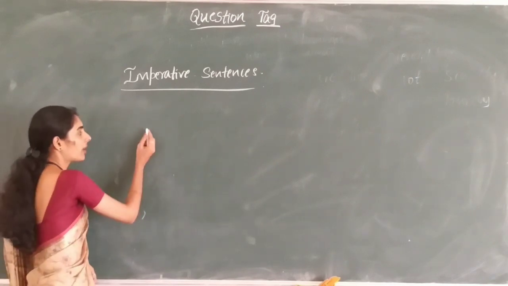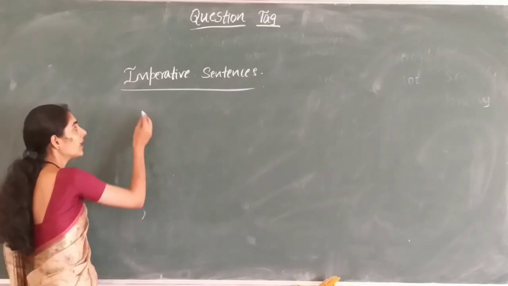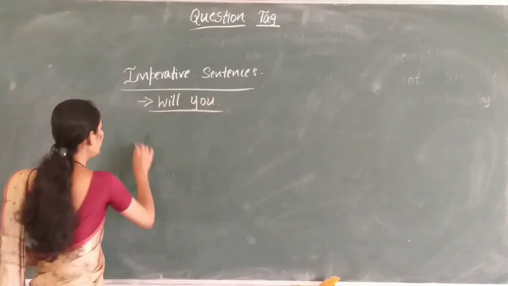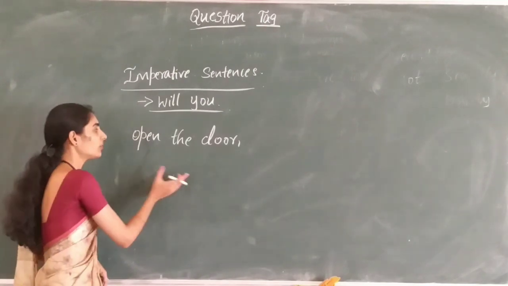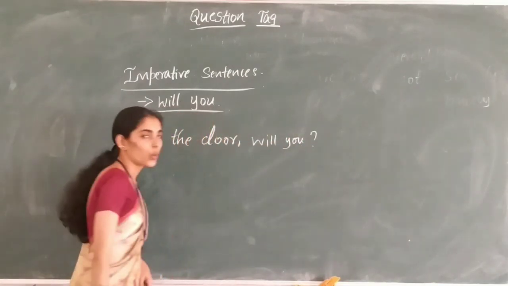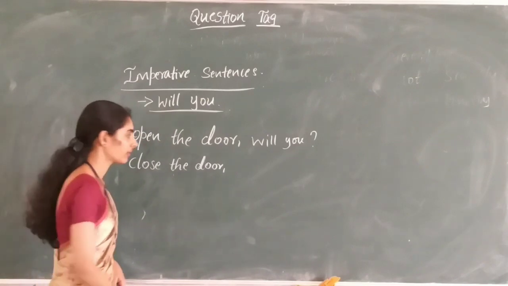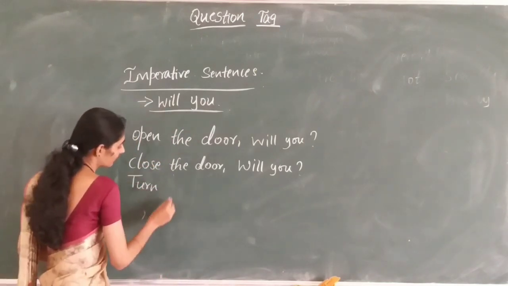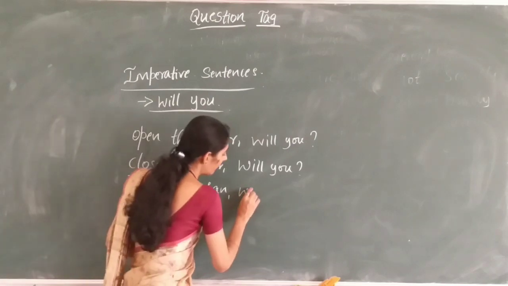When we find imperative sentences which have the tone of order or command, then the question tag should be will you. Will you. For example, open the door. Assume that you will get the same question in the examination. So you have to write will you. This will be the question tag. Or close the door, will you. Turn on the fan, that is switch on. Again, will you.